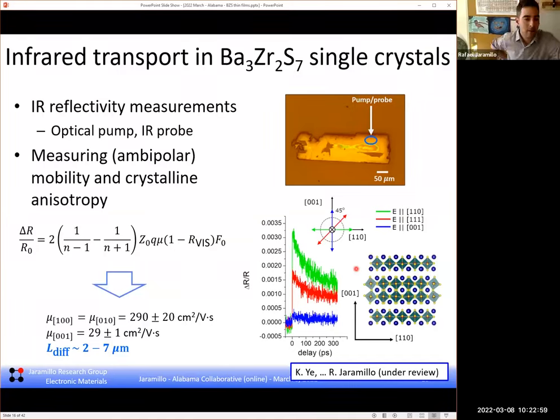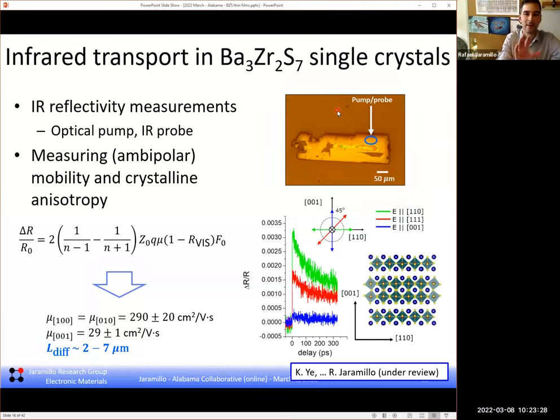What about mobility, charge mobility? So here I'm going to show you a really fancy way of measuring mobility because we were trying to do a bunch of different things at once. We were doing IR reflectivity at 10 microns. So at 10 microns, you can be in the long wavelength limit and you can measure low frequency transport. And so we did that and we measured the anisotropy in this 327 crystal.